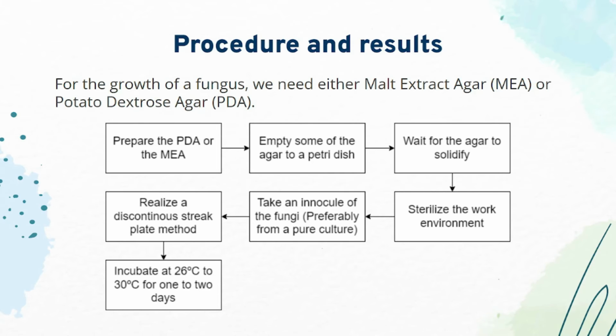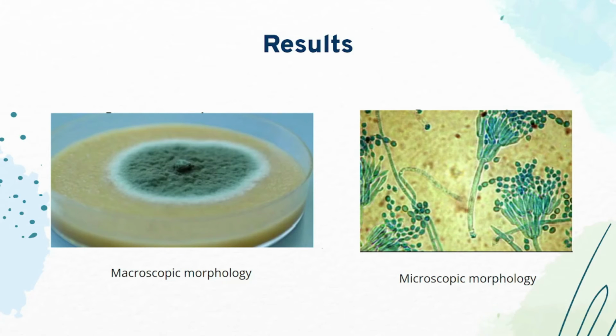That is for the inoculation of the fungi. So we take an inoculum of the said fungi, preferably from a pure culture. We then use the discontinuous streak plate method, and then we incubate at a temperature range of 26 to 30 degrees Celsius for 1 or 2 days. And we have the results of the procedure.